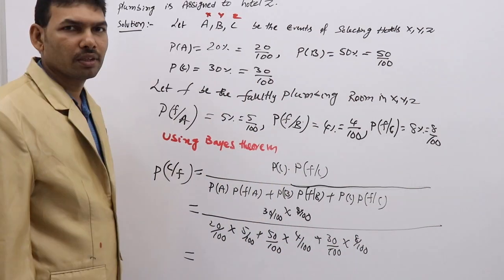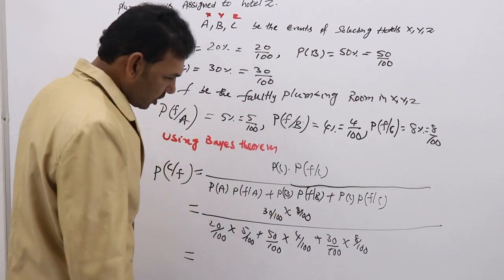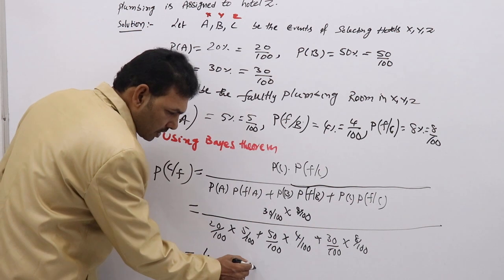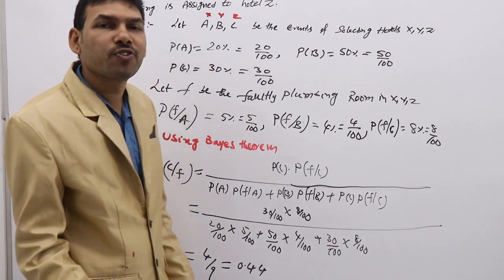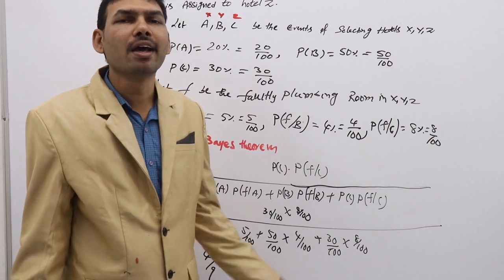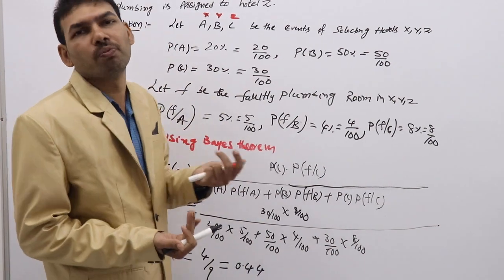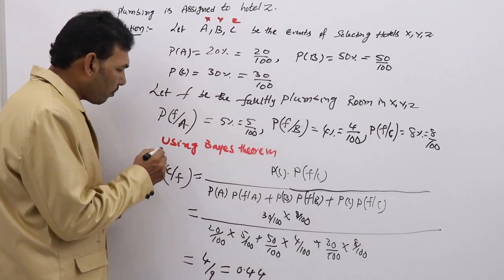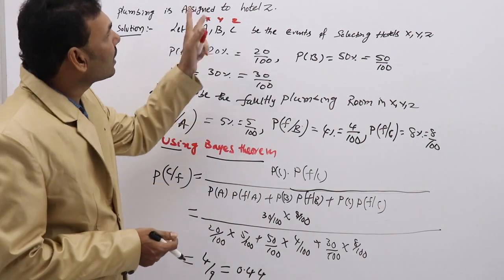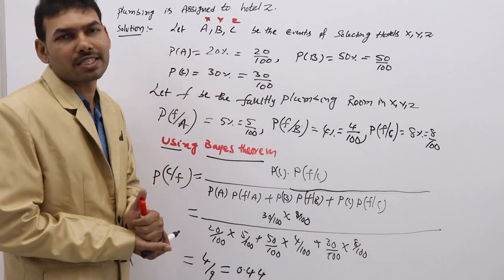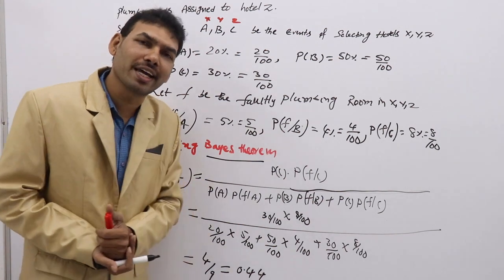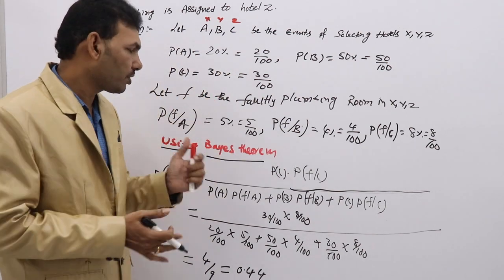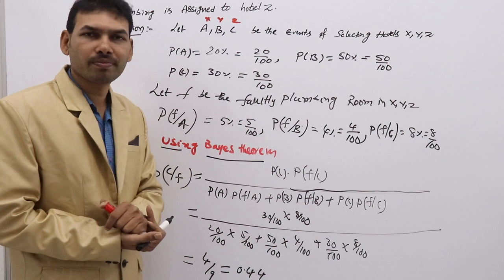Now if you calculate all these values using your calculator, you will get an answer 4 by 9, which is 0.44. There is a 44% probability of getting a faulty plumbing room from Hotel Z. So like this, one can easily identify the problem is from Bayes theorem whenever there are two different events. Whenever you have a question asking what is the probability of one happening after another has happened, then you can use Bayes theorem very easily like this. Any doubts you may ask.